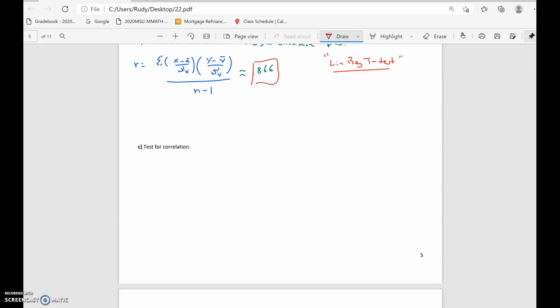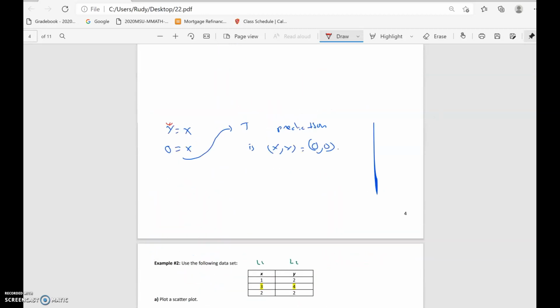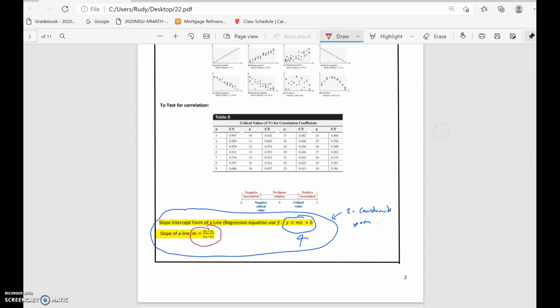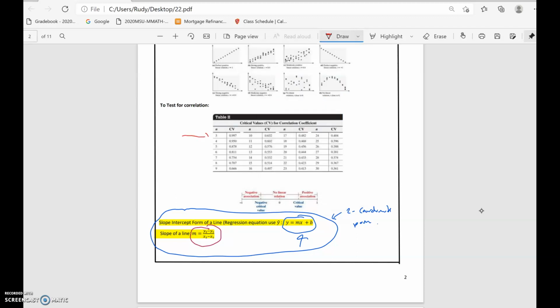Now, let's jump into C. In C, they're asking us to test for correlation. Now, what we're testing here is how good is this pattern that we're obtaining, assuming that the data is bell-shaped. And to test for correlation, you're going to need the following table. And that is this table. Let me show you how to read it. Your n represents the number of coordinate points. We have a total of 3 coordinate points.